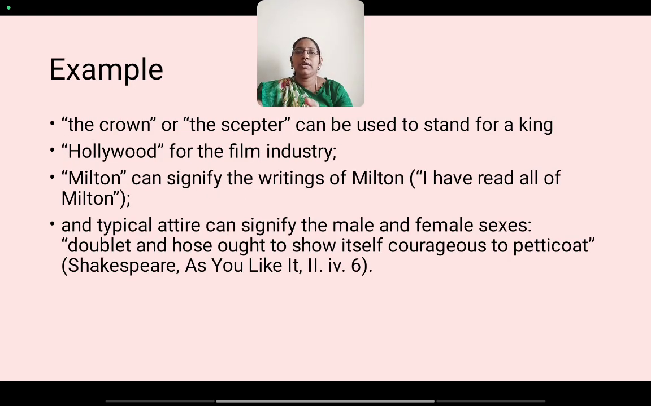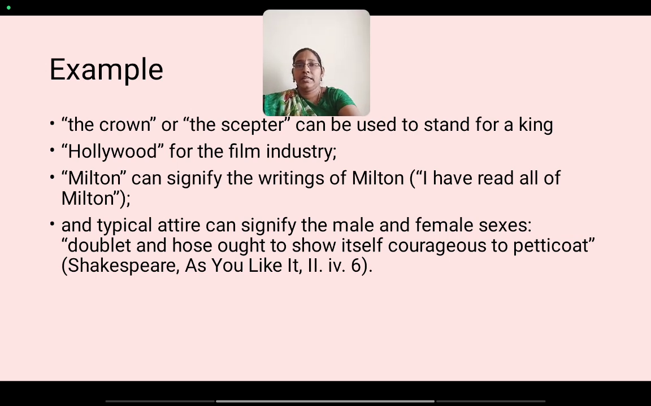Here we have the examples for it. The first one is the crown. Whenever words like crown or scepter appear in Shakespearean dialogues, if it says the crown said so, it's not the crown that's speaking. It refers to the king, that is, the king is speaking. For example, the subjects bowed to the crown means not bowing to the crown kept on the head, but giving respect to the king.